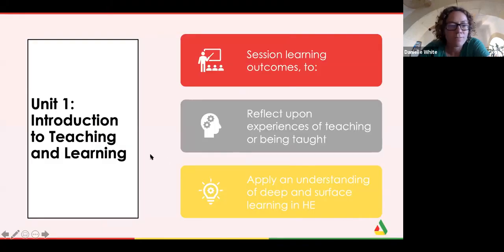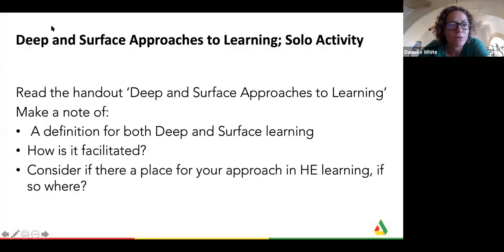So this unit includes reflecting upon your experiences of teaching or being taught and applying an understanding of deep and surface learning to how that differs when we're thinking about teaching in a higher education context. So the first part of the exercise is to read through the handout from the Oxford handout, and it's called Deep and Surface Approaches to Learning. What I want you to do is make a note of a definition for what deep learning is and what surface learning is and how both are facilitated.